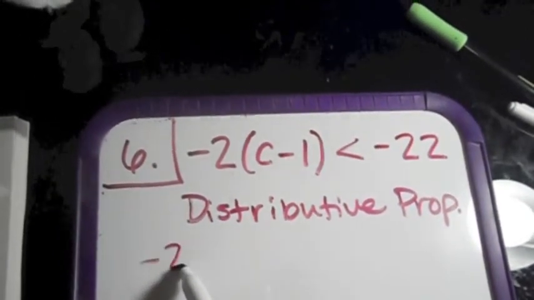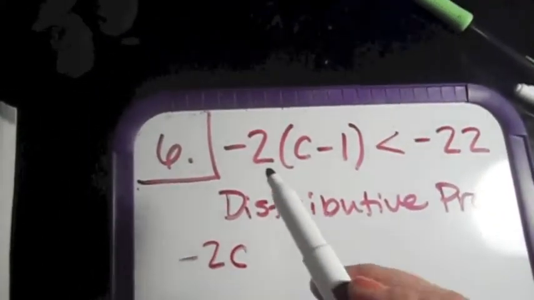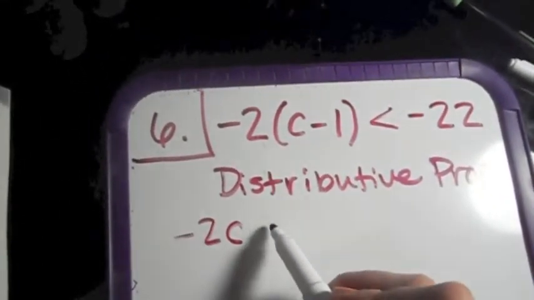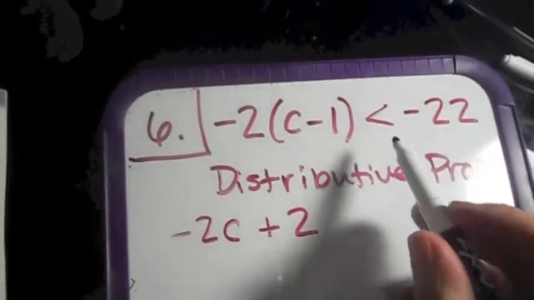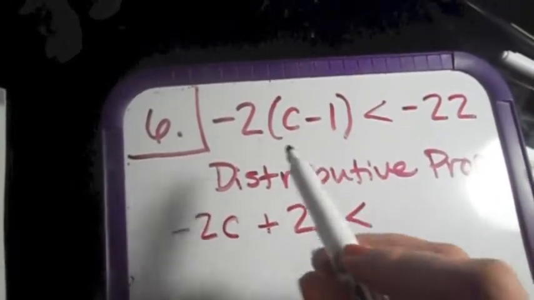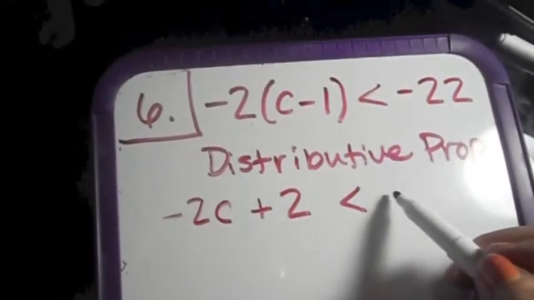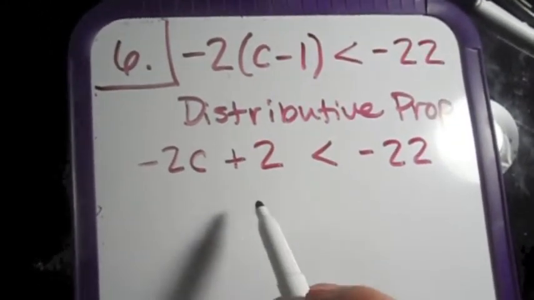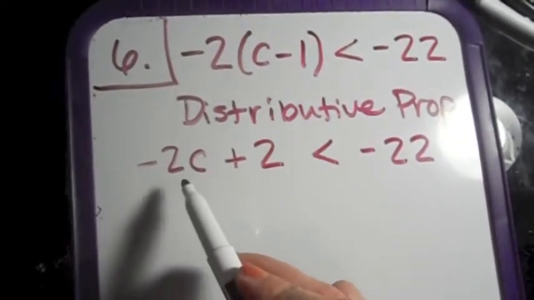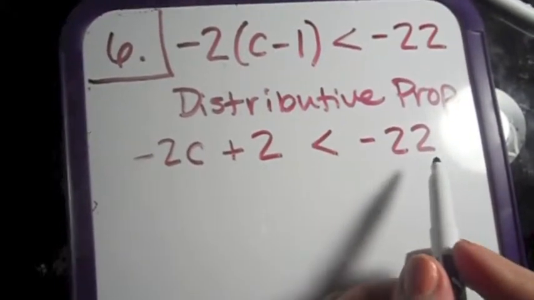So we have negative 2 times C is negative 2C. Negative 2 times negative 1 is a positive 2. We're going to keep the sign how it is. All we did was distribute. We haven't done any division or anything. Now we have negative 22. Alright, so I see negative 2C plus 2 is less than negative 22.